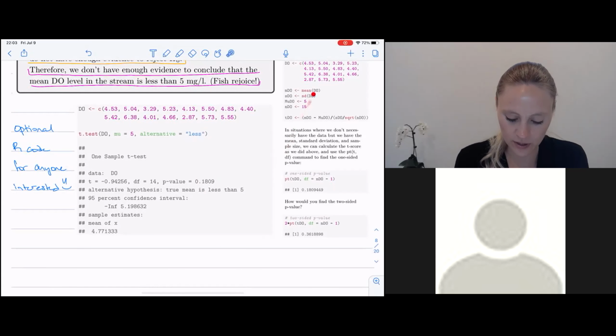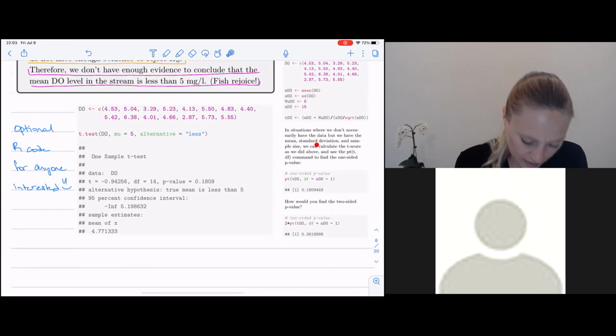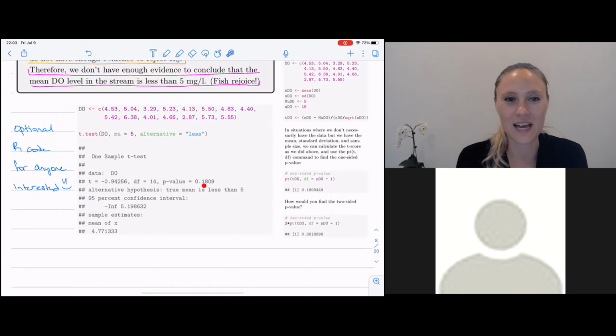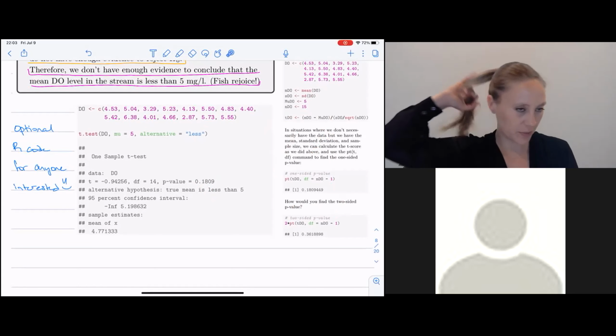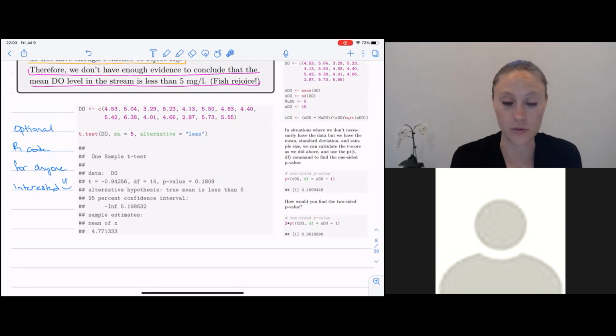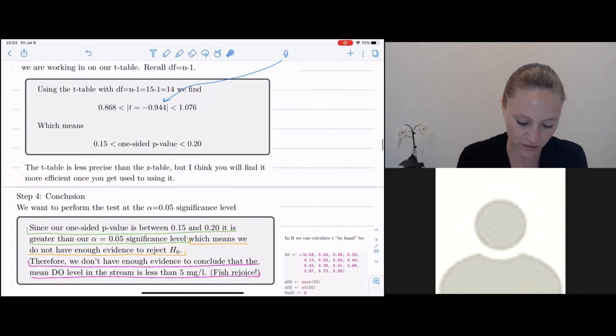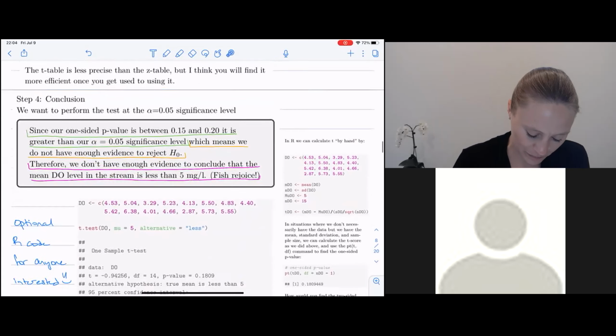You can kind of ignore this, but it gives us our p-value. Like I said, if you want an exact p-value or a better p-value, then you have to use software. Here it tells us 0.1809, which if we go back to our range, is somewhere between 0.15 and 0.2. We were able to get what we needed out of this range. Okay, great.